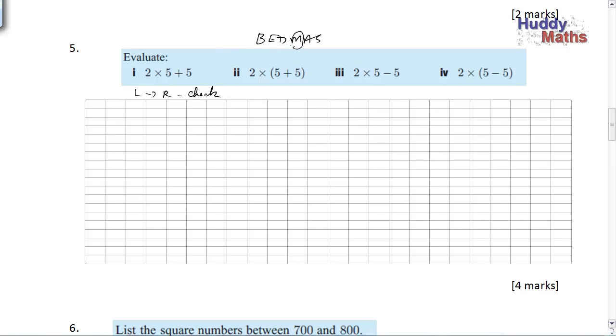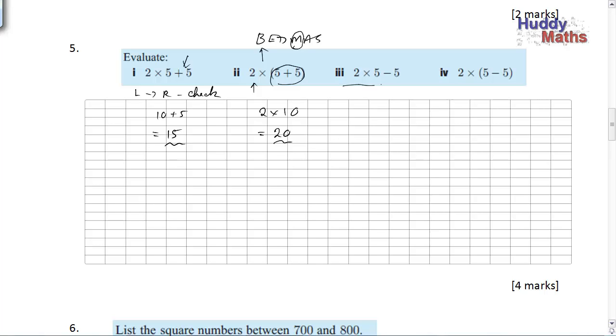Yes, that's got to be done, multiplication, before that addition. So it's 10 plus 5, and so the answer to that one is 15. So start with here now, start at the left, scan across the problem. Brackets comes first. That's the B up there. So we've got to go 2 times 10, and then we've just got the one operation, so that's 20.